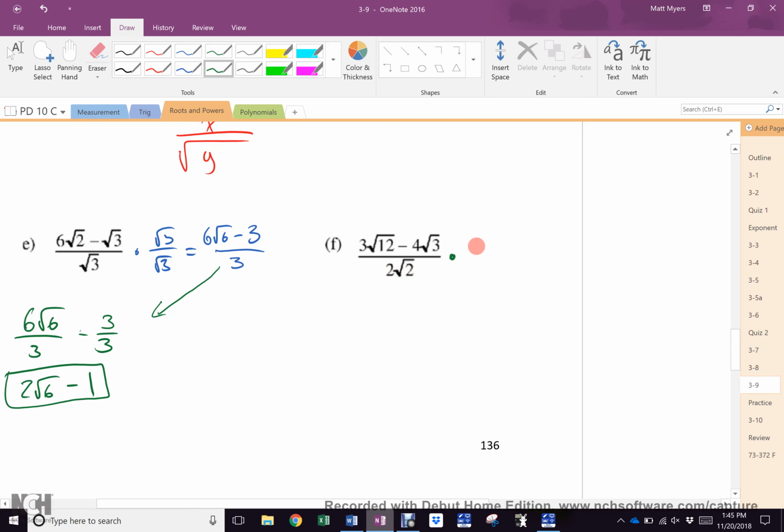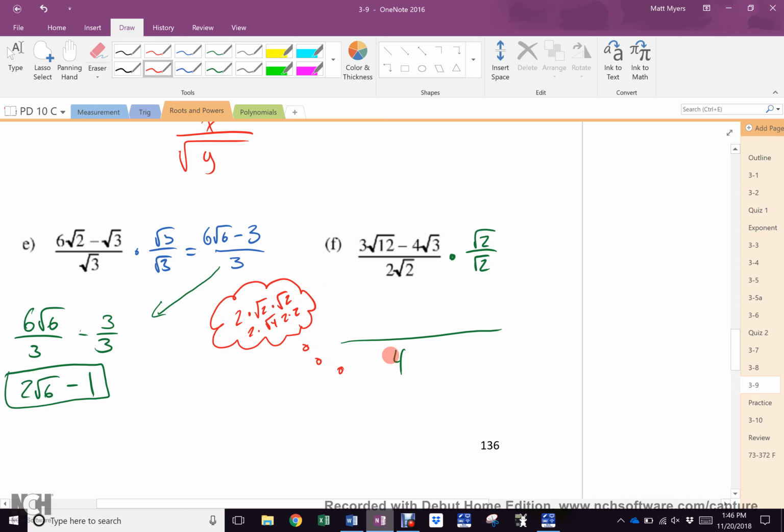Do I like that 2? Boo! So what do I need to get rid of? Root 2 over root 2. What is my new denominator? Be careful. 4. Because I think to myself, and I'll do a thought bubble, 2 times root 2 times root 2. Root 2 times root 2 is root 4. Root 4 is 2. 2 times 2 is 4.